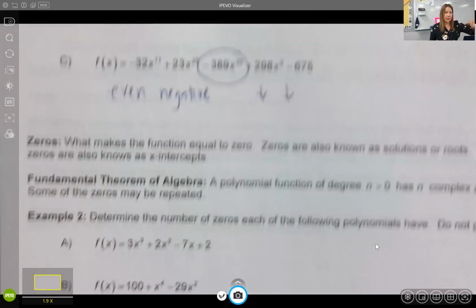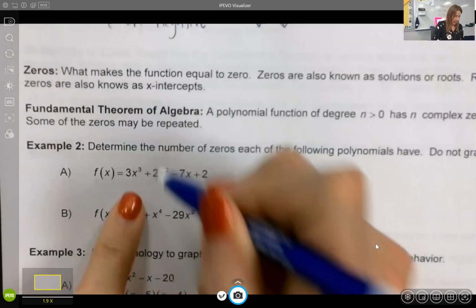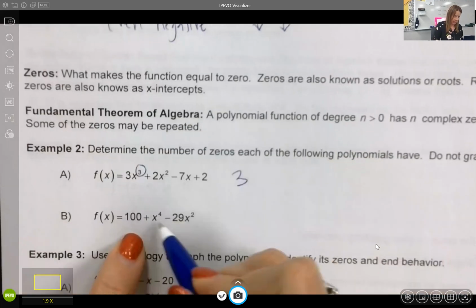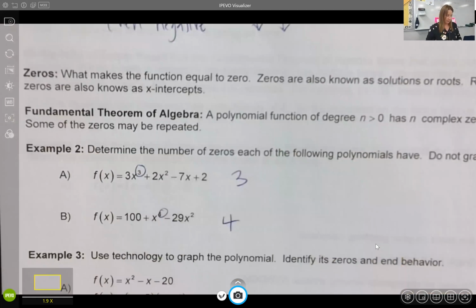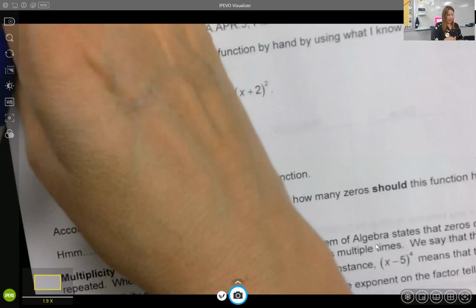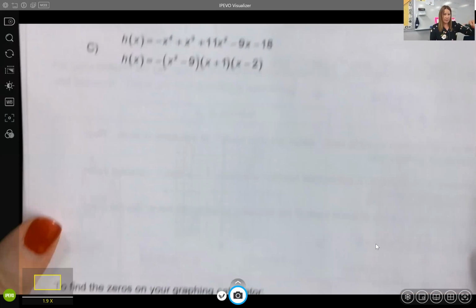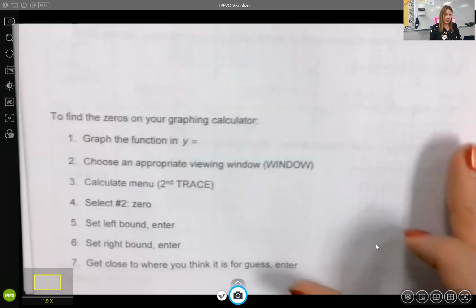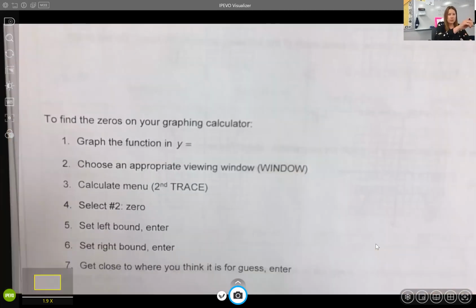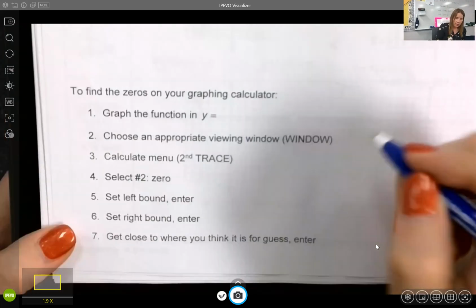The next thing that we learned was the fundamental theorem of algebra. This gives us how many zeros. Since this highest power is a 3, there's 3 zeros. Since this highest power is a 4, there's 4 zeros. Okay, so we're going to skip over a couple of these examples. And then this down here at the bottom, this is how to find zeros on your graphing calculator. Okay, so this is something that you learned last year, but I'm going to go over it real quick.